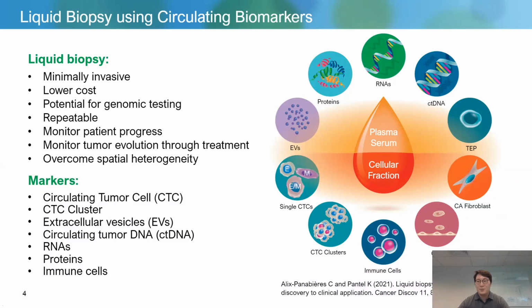Let's talk about the circulating markers you can get from a blood sample. Blood is a great source of circulating markers, and it can contain many different biomarkers in the plasma and cellular fractions. For example, plasma contains extracellular vesicles, called EVs, and protein, and circulating tumor DNA, RNA, and tumor-educated platelets, called TEP. While the cellular fraction contains circulating tumor cells, called CTCs, cluster CTCs, and immune cells, etc.